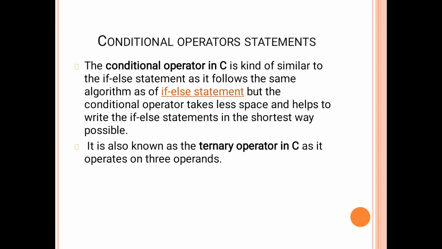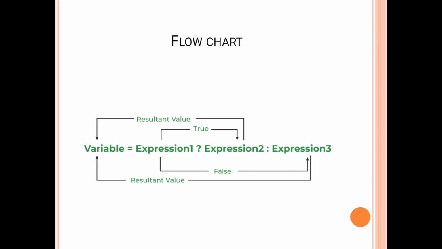Conditional operator statement. The conditional operator in C is kind of similar to the if else statement as it follows the same algorithm as the if else statement, but the conditional operator takes less space and helps to write the if else statements in the shortest way possible. It is also known as the ternary operator in C as it operates on three operands.